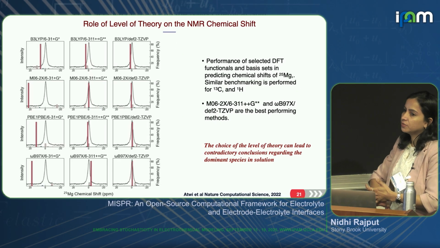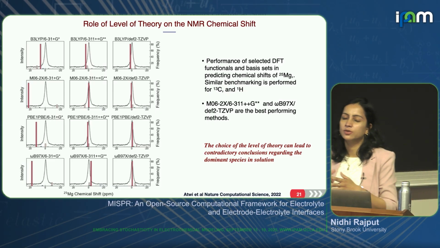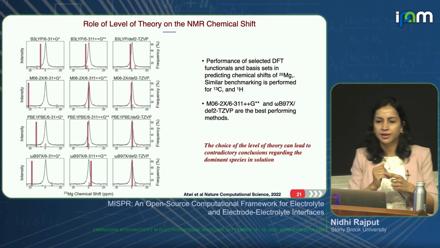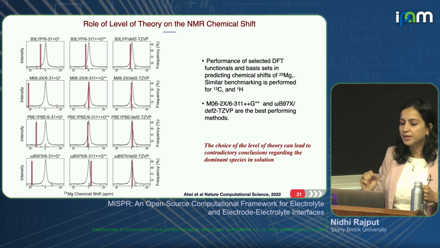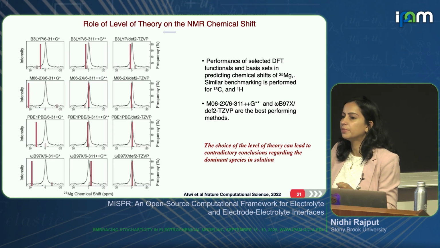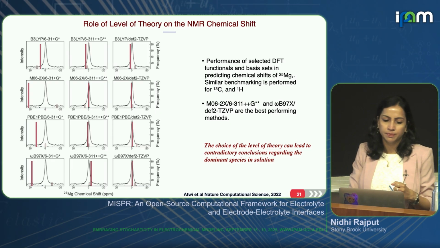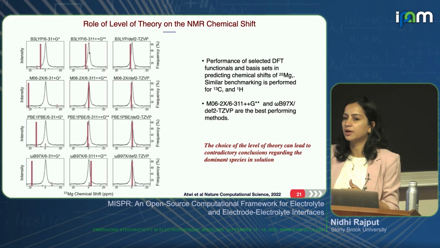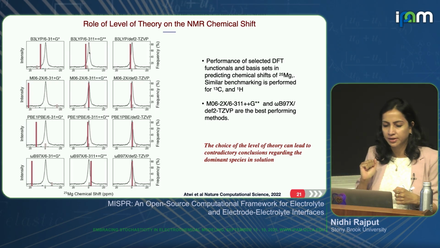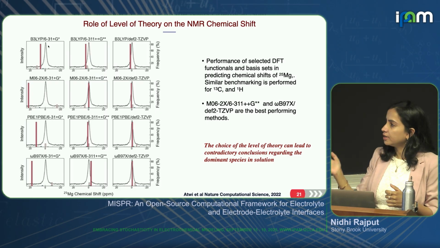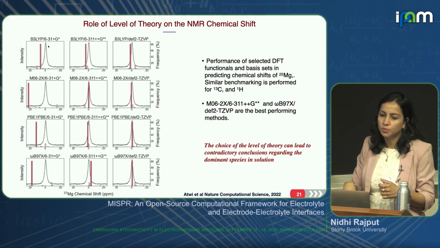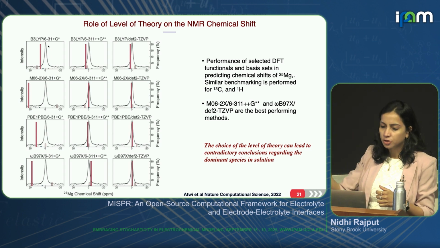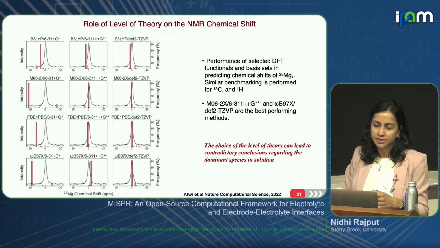And the second culprit, as we know, is the DFT level of theory, right? So we performed extensive benchmarking on different functionals and basis sets, and here I'm showing you the benchmarking for magnesium NMR chemical shifts, but we did similar benchmarking for carbon and proton chemical shifts as well. On the left, going from top to bottom, depending on the functional, the accuracy varies for the prediction of NMR chemical shifts.